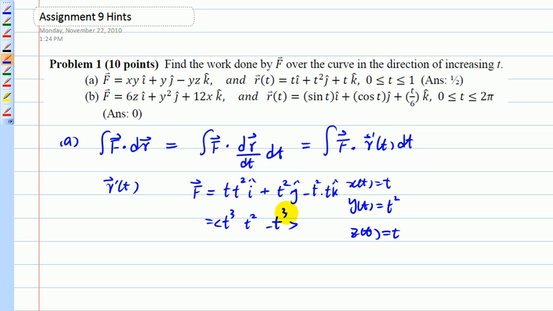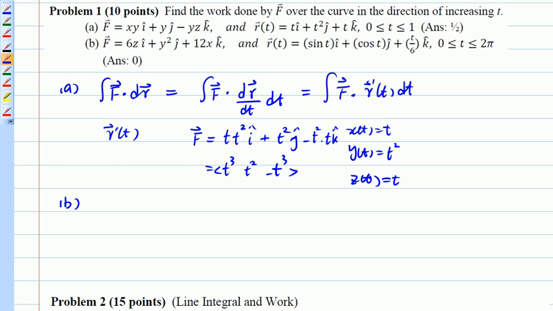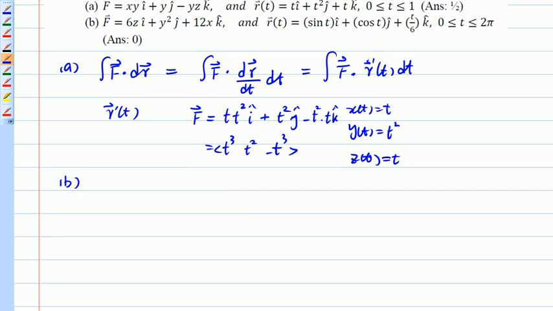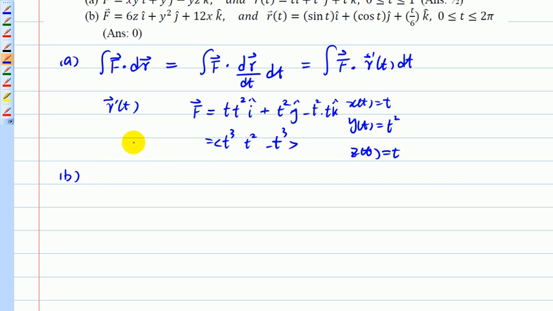Now do the dot product with your r prime(t) and do the integral, where t goes from 0 to 1, and you'll be able to do the vector line integral. For part B, it's a similar procedure. The only thing where you might experience a little difficulty is that your line integral ends up with t cosine t, sine t cosine squared t plus 2 sine t dt. So how do I integrate this one here?